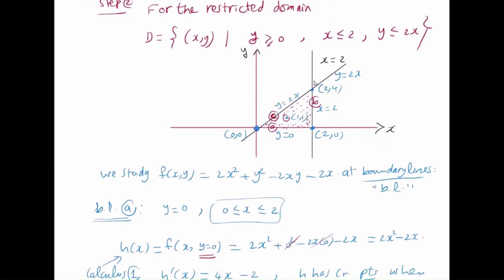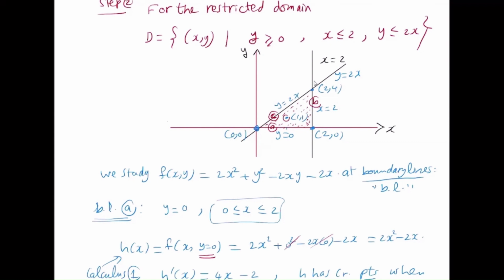So now we need to study the boundary. Boundary line A, at which y equals 0, boundary line B, at which x equals 2, boundary line C at which y equals x. We know this from the equations given in the description of the domain. We need to study each of these lines. How to study them? As follows.